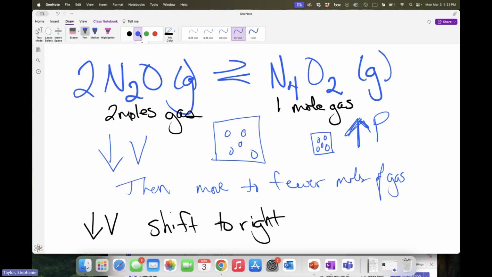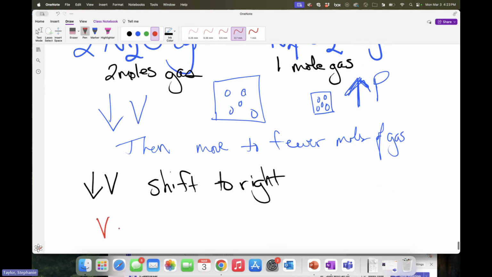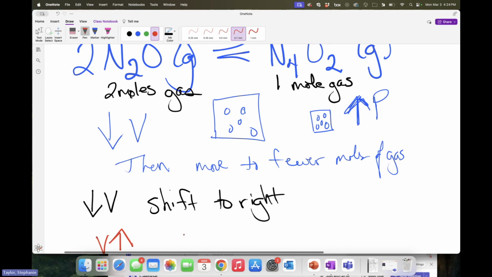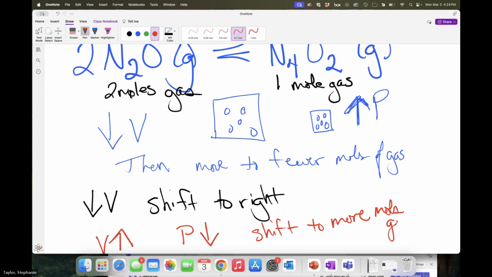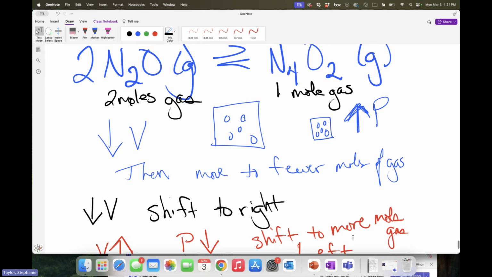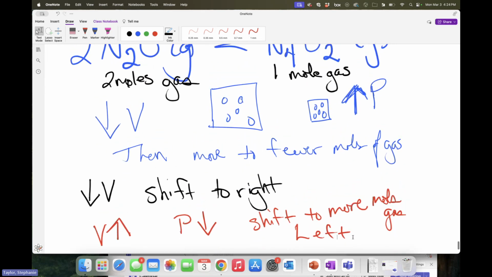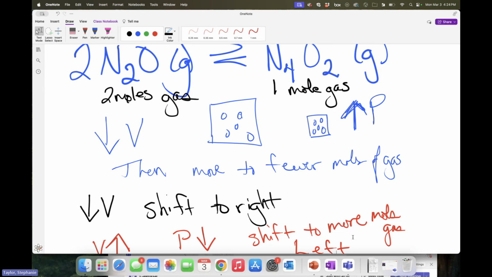As usual, this does mean we could think about things in other ways. We could also talk about the volume increasing. If the volume increases, then my pressure decreases, and here I would shift to more moles of gas, which here means the left. So things to keep in mind, anytime we deal with Le Chatelier's principle, it's going to be a bunch of opposites. We could add things on the left, we could add things on the right. If we can increase the volume, we can decrease the volume.